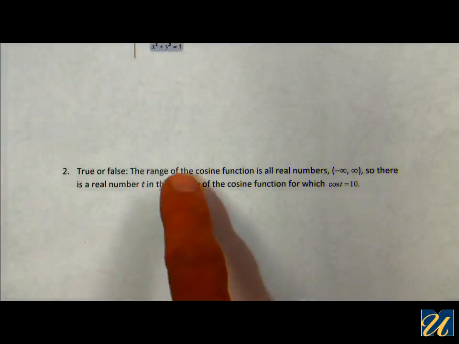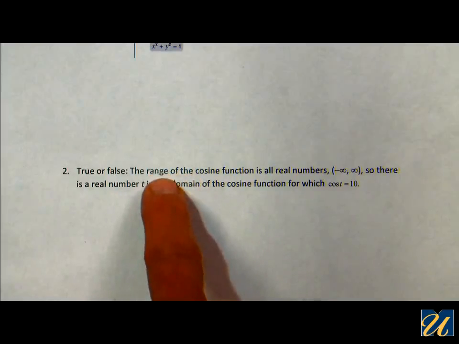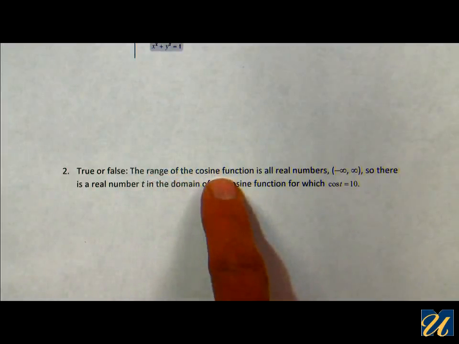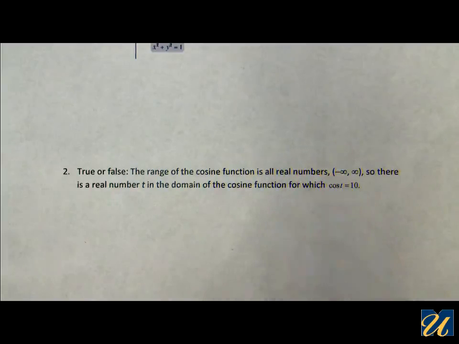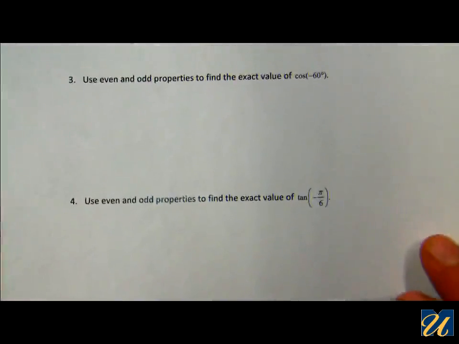The domain of the cosine function is all real numbers. So this is backward from the way it should be. Okay, let's see what else we got here.